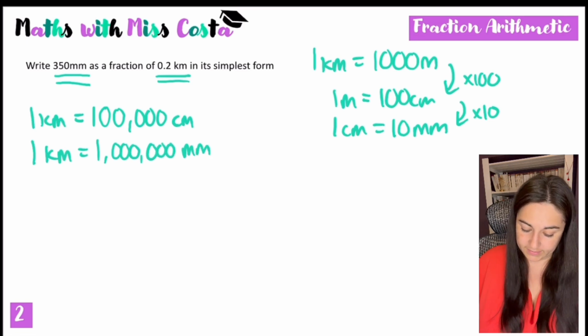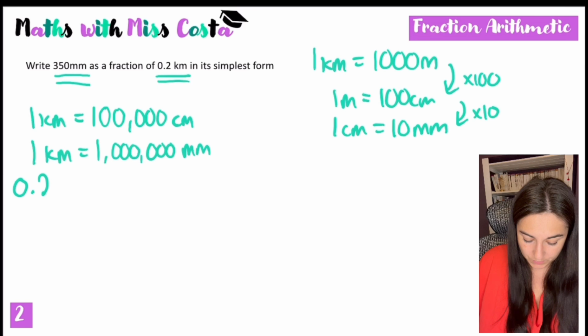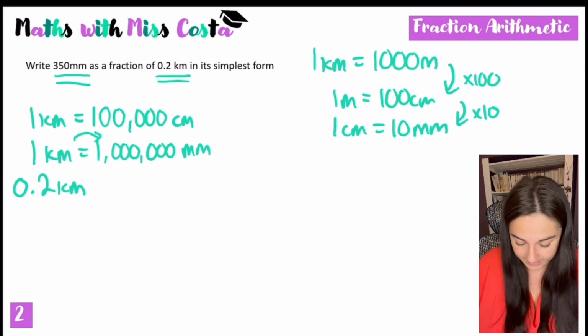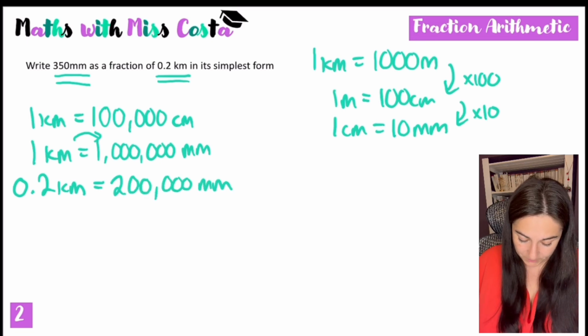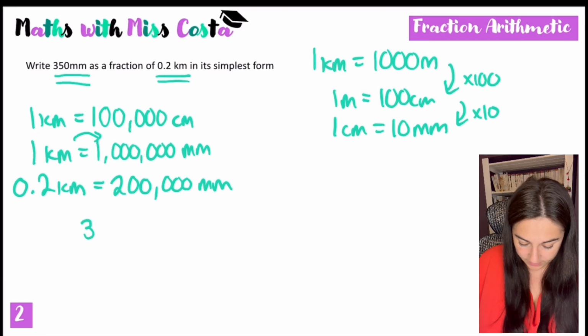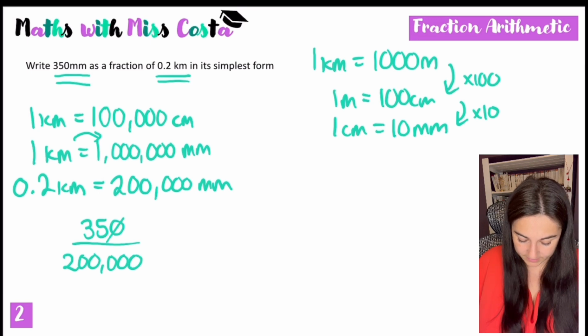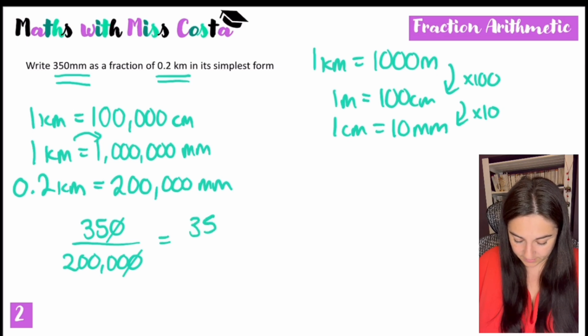Now we have been asked to convert 0.2 kilometers into millimeters. So what do we do? We multiply by 1,000,000. So that would give me 200,000 millimeters. So I want to write 350 millimeters over 200,000 and simplify it. Now, 350 I could divide by 10, and 200,000 I could divide by 10. So I'd be left with 35 over 20,000.